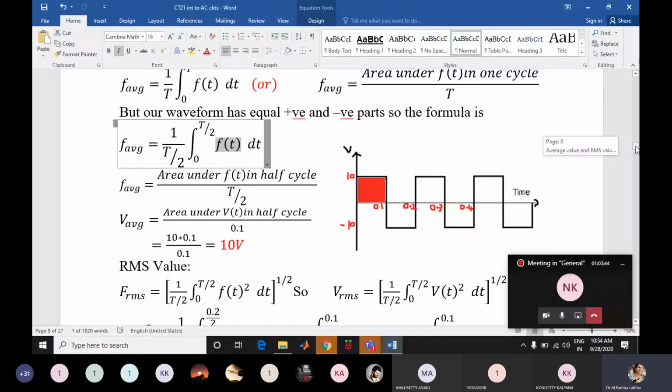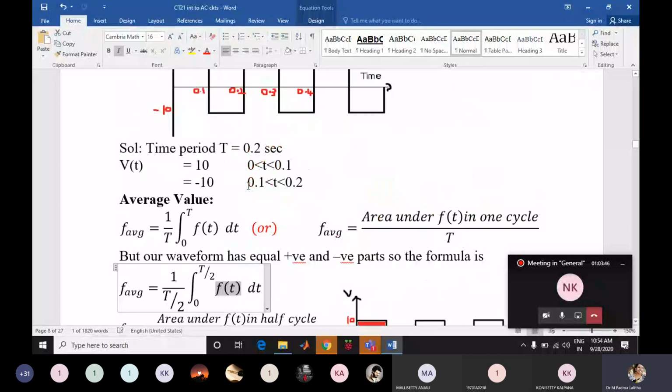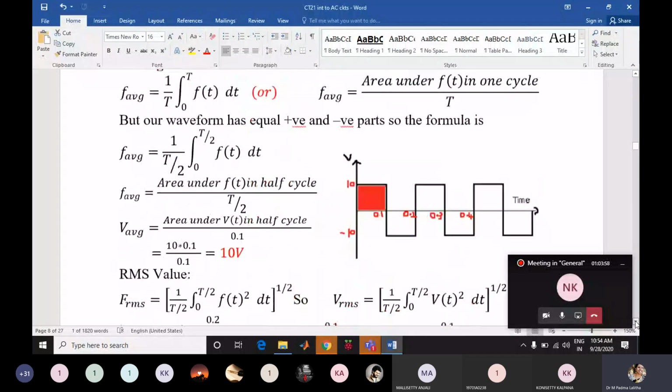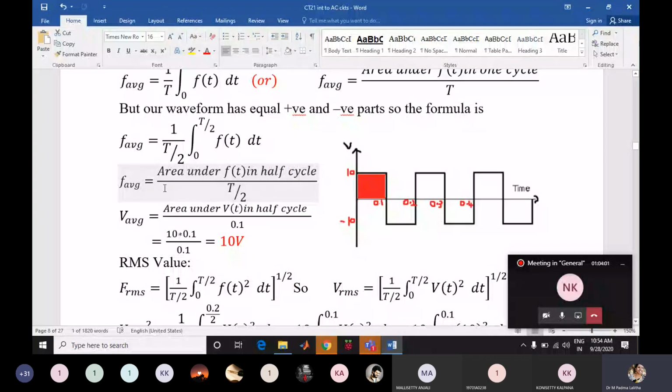If you are confident, you can just replace f of t with the mathematical expression. What is the mathematical expression? Tau by 2 means only 0.1. So from 0 to 0.1, what is the expression? Integral 10 dt. Okay, so you can solve it that way. And the second method is using the areas: area under f of t in half cycle by tau by 2. So this is the half cycle. If you see, this is a rectangle. So what is the area of this rectangle? Yes, please respond. What is the area of the rectangle?